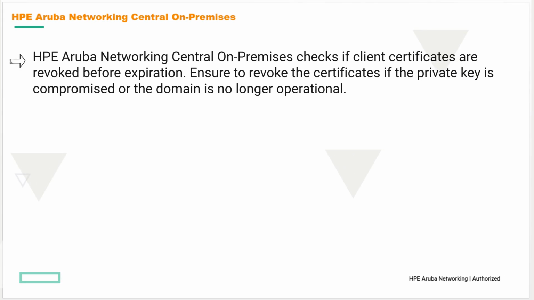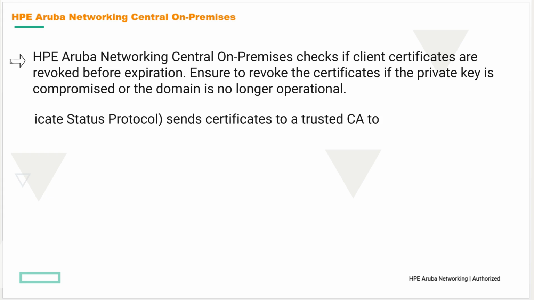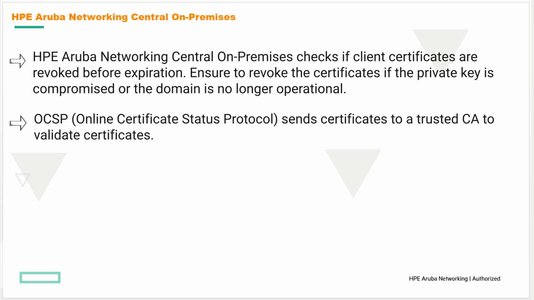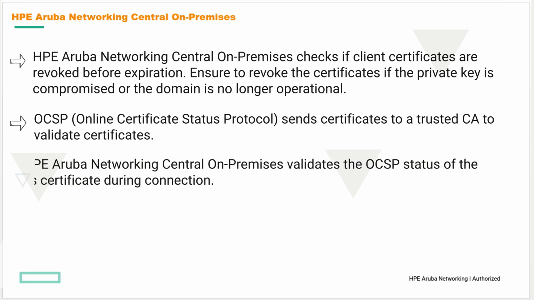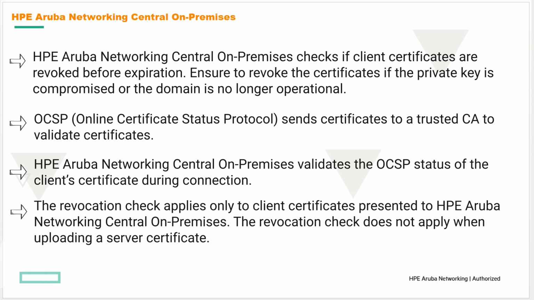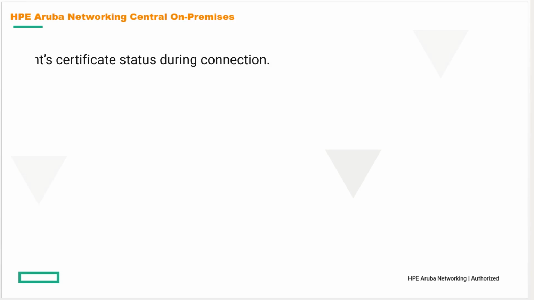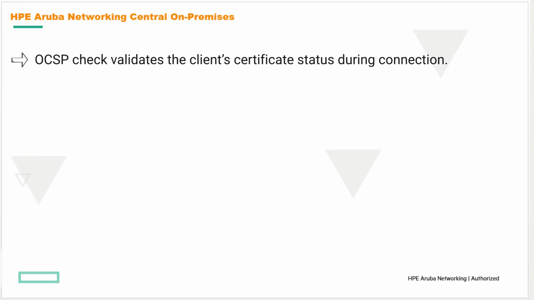Central on-premises validates client certificates to ensure their status is valid before expiration. If a private key is compromised or the domain becomes non-operational, you must revoke the certificate. The OCSP contacts a trusted CA to validate certificates. When you enable the revocation check, Central on-premises verifies the OCSP status of a client certificate during the client's connection. This ensures the client's certificate is still valid and not revoked. However, this check does not apply when uploading server certificates to Central on-premises.